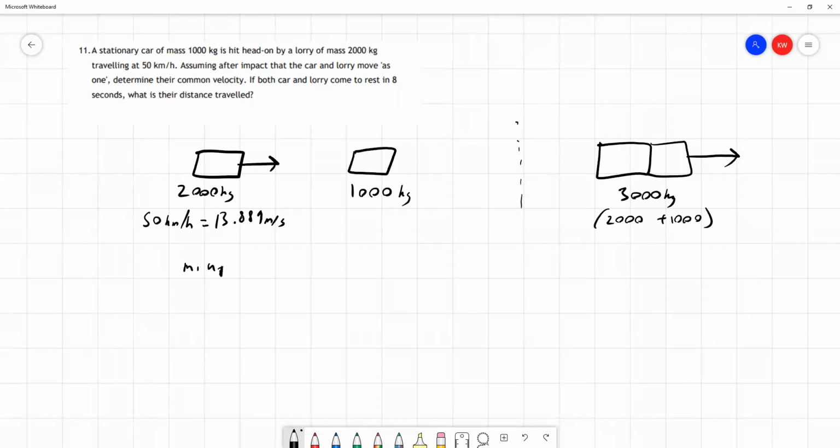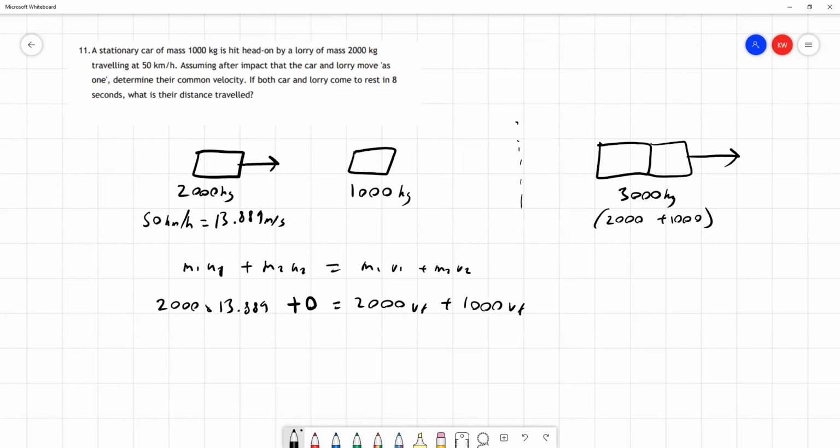M1U1, the mass of the lorry times its initial velocity plus M2U2 for the car is equal to M1V1 plus M2V2. So on the left-hand side, we've got 2,000 times 13.889. We know that the velocity of the car is 0, so its momentum is going to be 0 because 0 times anything is 0. On the left-hand side, we have 2,000 times 13.889. Now we can replace V1 with VF because we've got a combined velocity from the same, and we've got 1,000 times VF here as well, our final velocity after the collision.